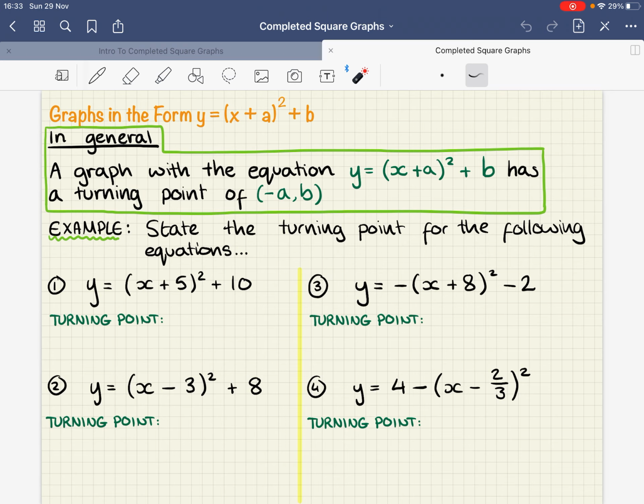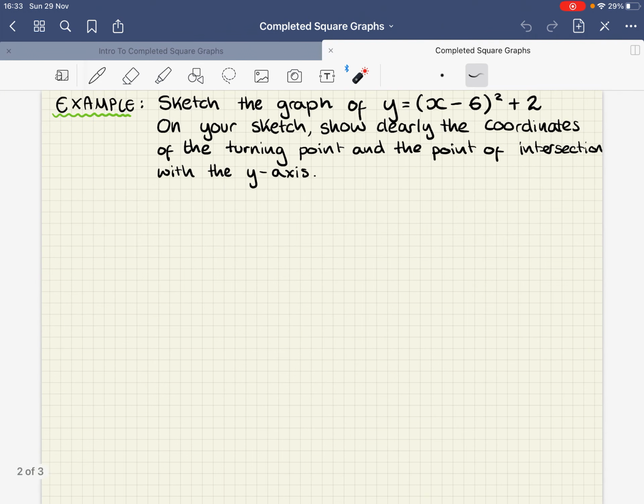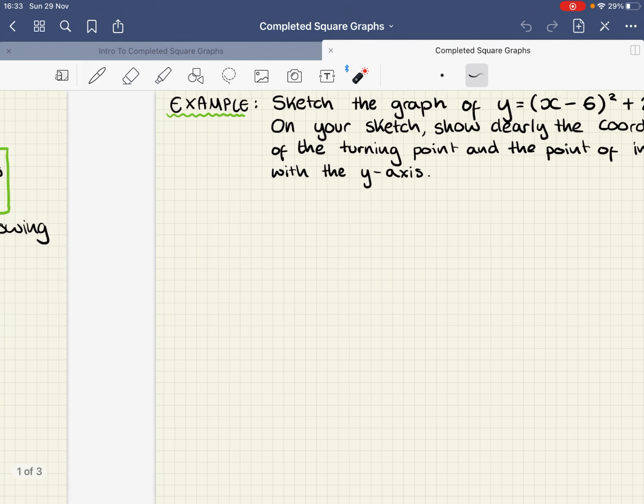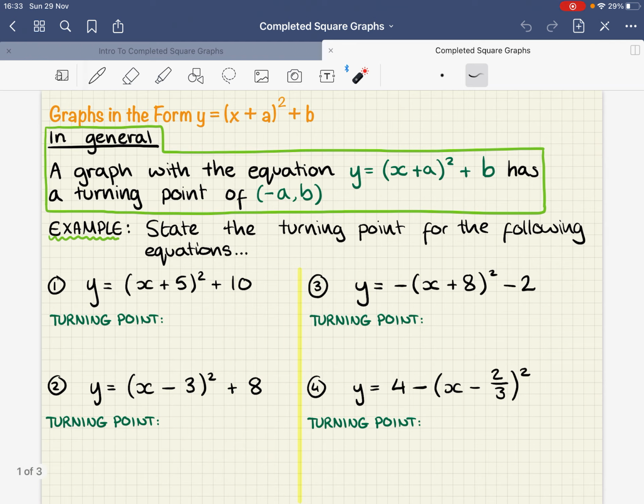So in this first set of examples, and I've got two other ones to look at afterwards, we are being asked to state the turning point for the following equations. So in the first one, I've got y equals (x plus 5) all squared plus 10. So to start off with, my x coordinate, I change the sign and I use the number there. So that's going to be minus 5. And then my y coordinate is the same as the end with that same sign. So it's a positive 10.